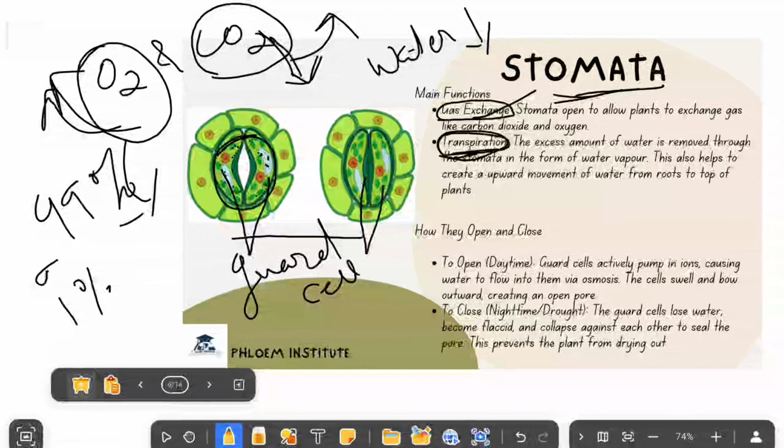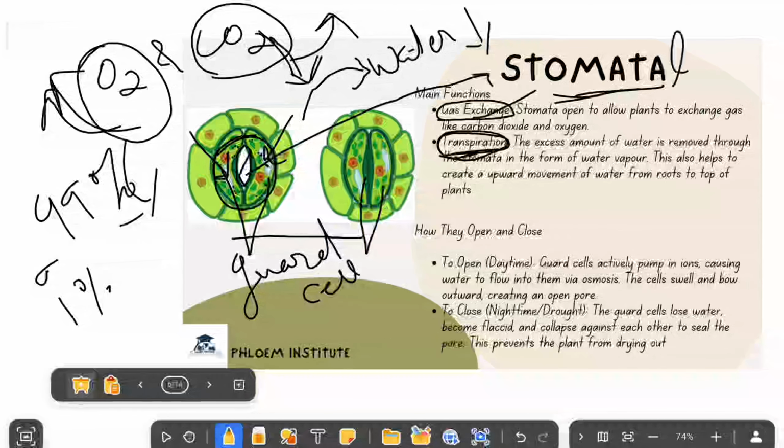Now what will happen? Here we have osmosis. In osmosis, water moves from higher concentration of water to lower concentration of water. When the guard cells are getting a lot of water, they will slowly open. When they are opening, you can see some small holes. These holes in the stomata are called stomatal pores. By using these stomatal pores, they can exchange the gas as well as do the transpiration.